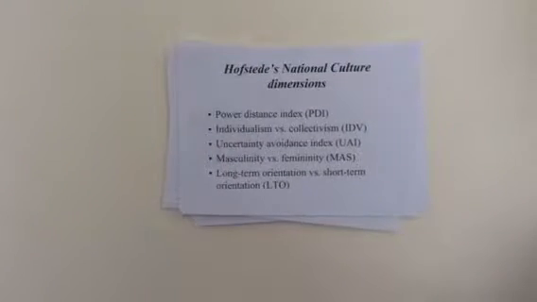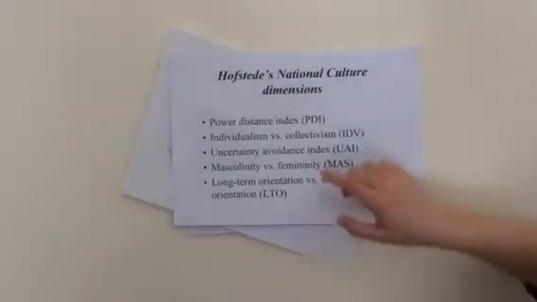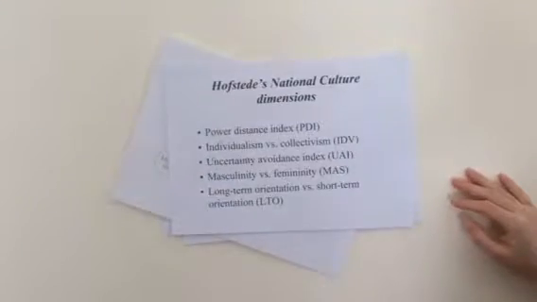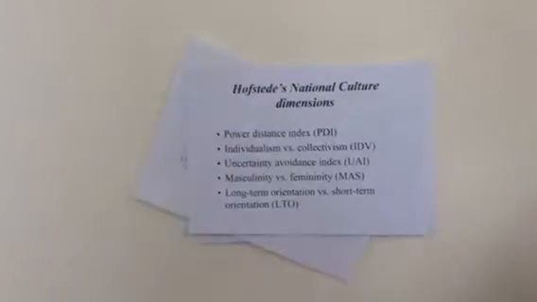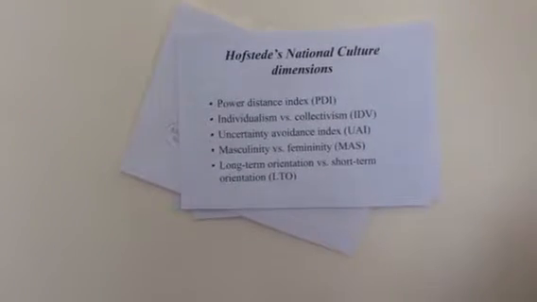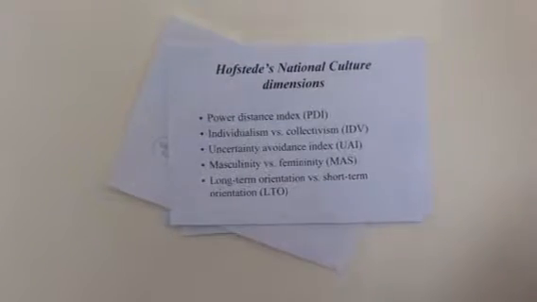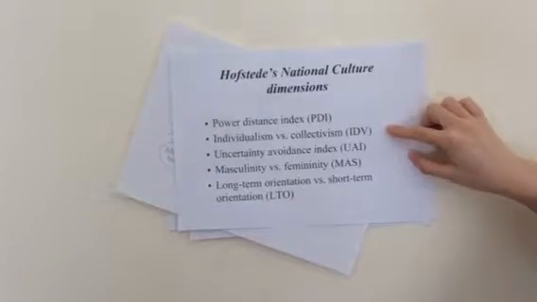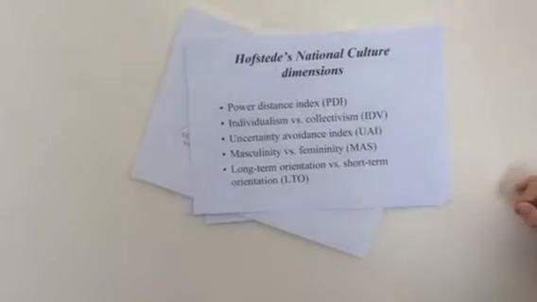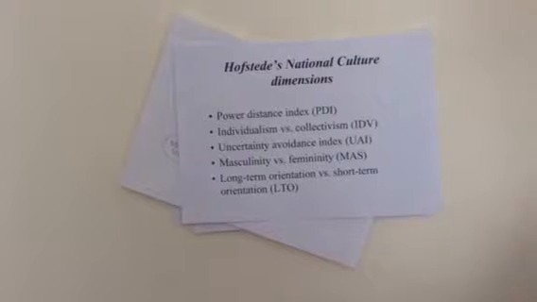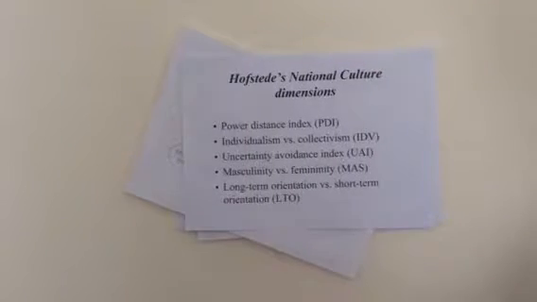These culture dimensions have five key dimensions. The first one is the power distance index, also called PDI. This dimension means the degree to which people accept inequality in the distribution of power in society. The second one is individualism versus collectivism, also called IDV. This dimension means how personal needs and goals are prioritized over the needs and goals of the group or organization.